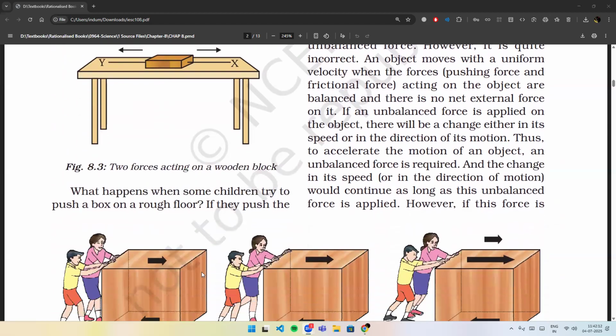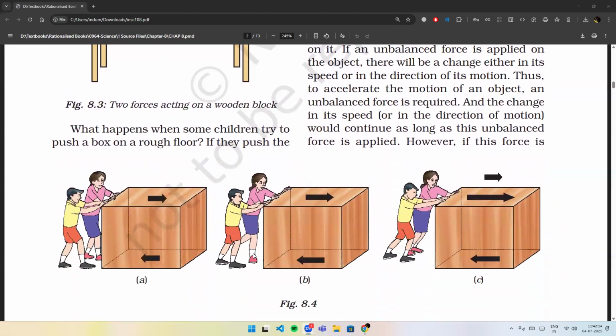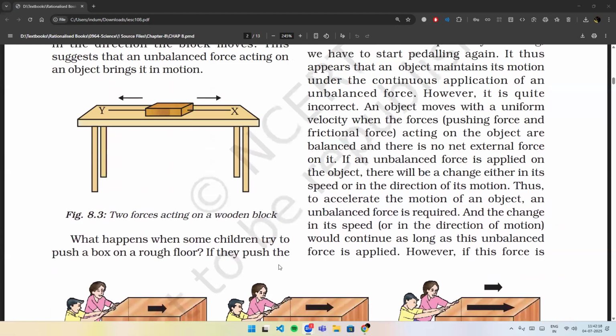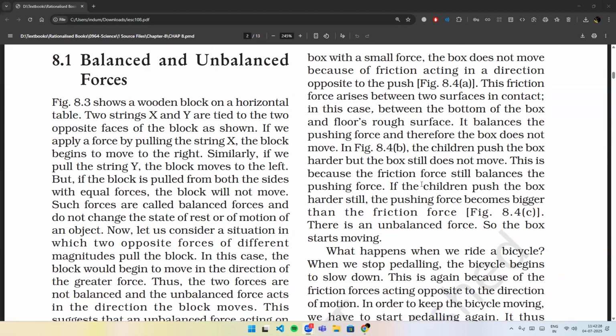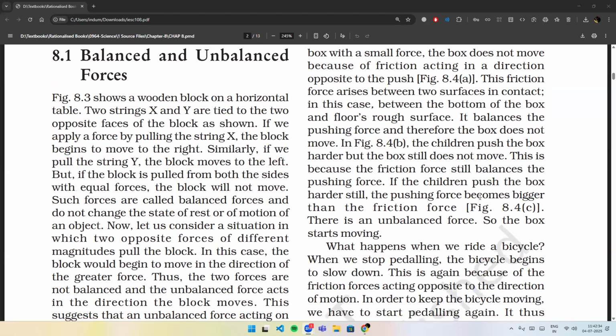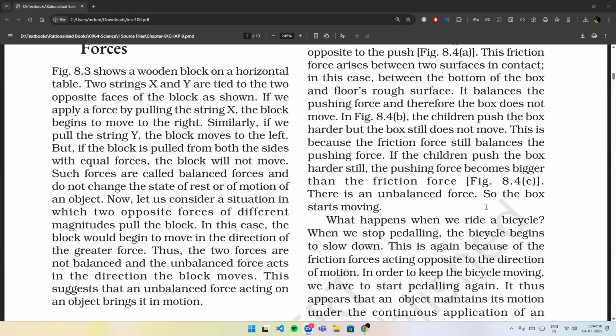What happens when some children try to push a box on a rough floor? If they push the box with a small force, the box does not move because of friction acting in a direction opposite to the push. This friction force arises between two surfaces in contact, in this case between the bottom of the box and the floor's rough surface. It balances the pushing force and therefore the box does not move.